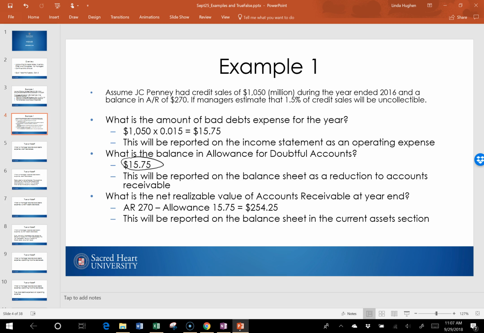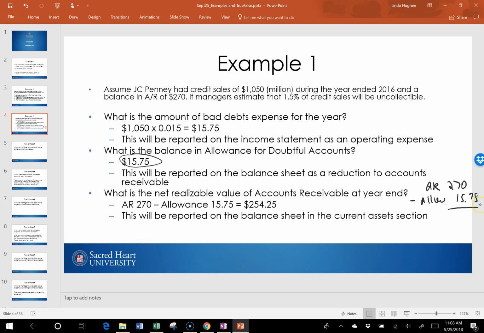And then what is the net realizable value of accounts receivable? Well, we're just taking the accounts receivable balance, AR of 270 minus the allowance of 15.75, and what we get is this 254.25. This is the net realizable value, or the total assets related to the accounts receivable.